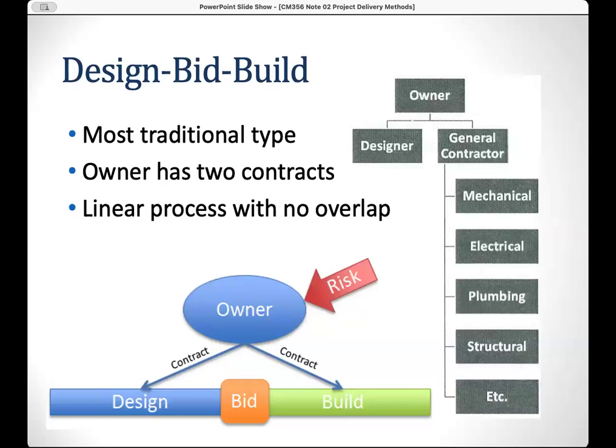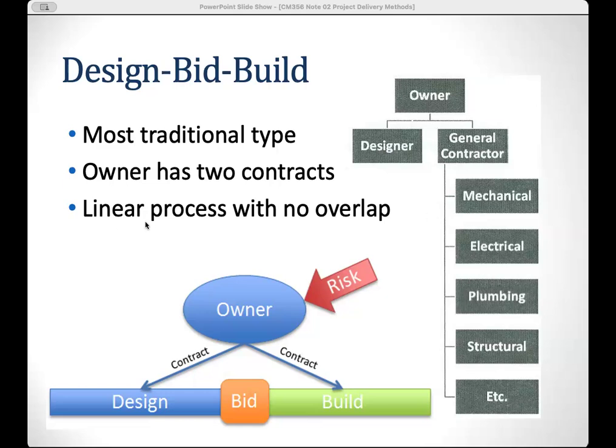So when you see this one, you will see the design, bid, and build is the most traditional method. So we're starting with this one. You will see the owner has two contracts: one with the designer and one with the general contractor. And the general contractor may have its subcontracts for the mechanical, electrical, plumbing, structure, and more, right?